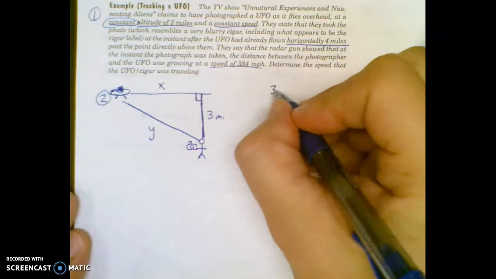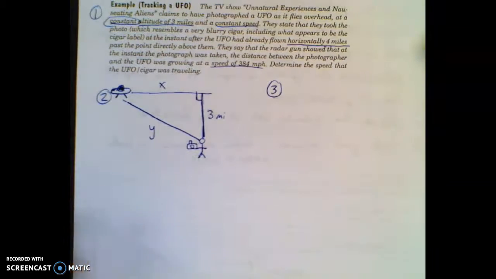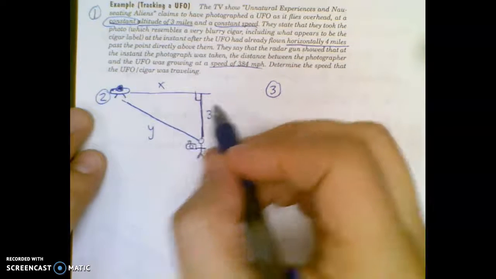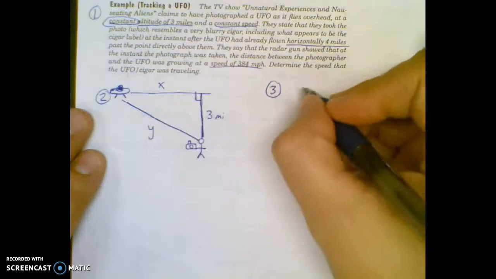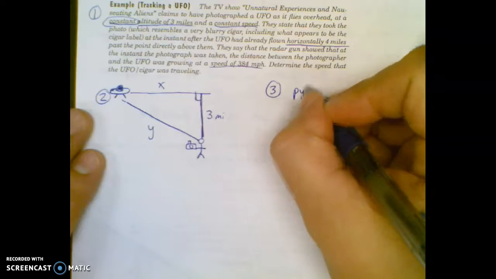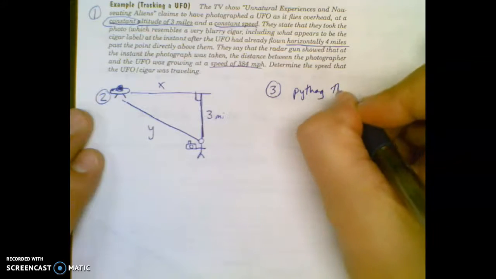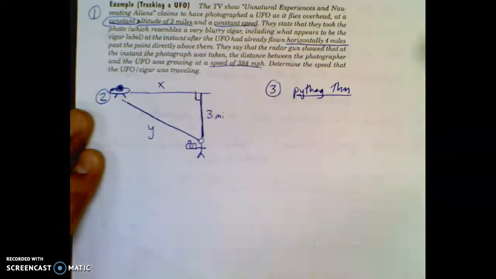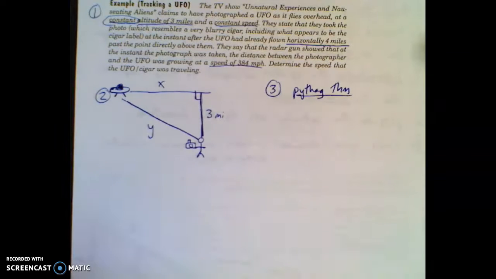Step 3 is write a general equation for this. So if I wrote a general equation for this, it's a right triangle, and I'm talking about side lengths. Well, we have a formula for that. Pythagorean theorem, right? This is a Pythagorean theorem problem. Last problem I would have classified as a similar triangles kind of problem. This one is a Pythagorean theorem type problem.